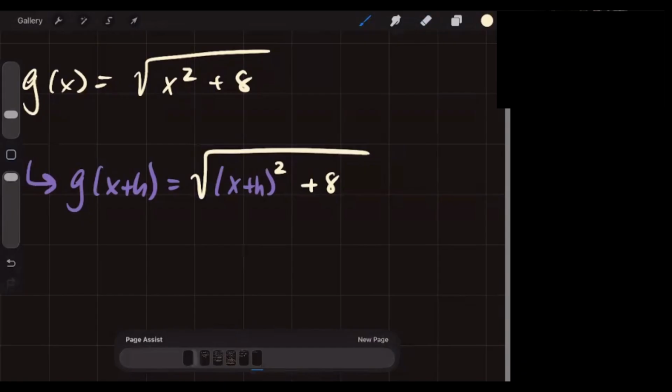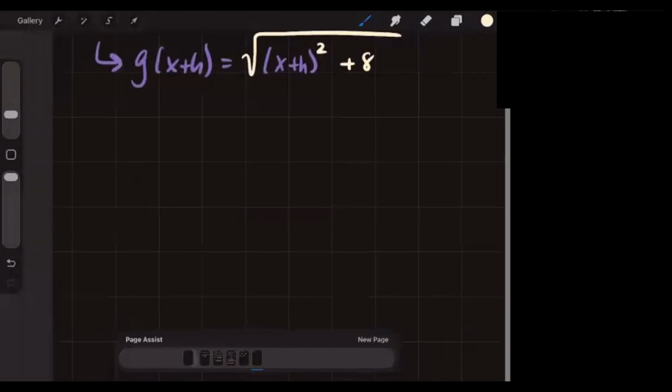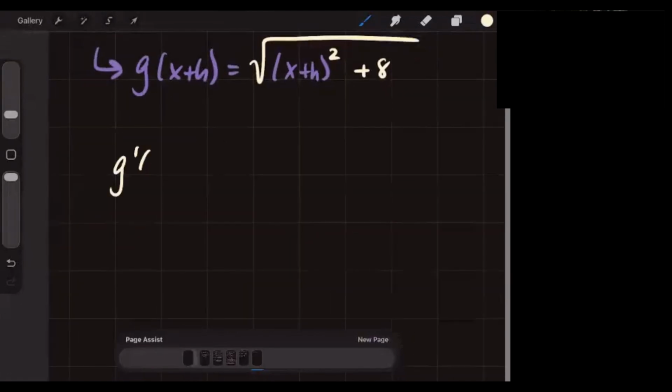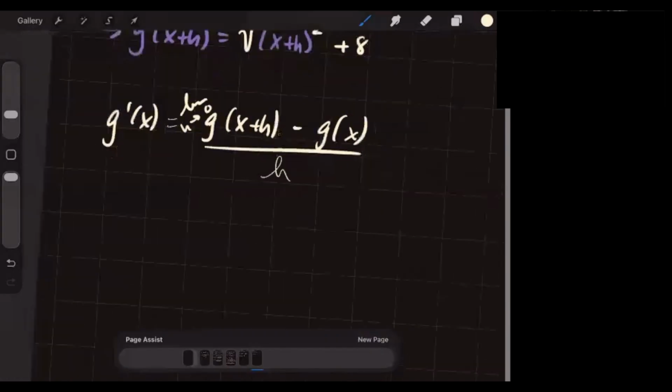Okay? And if you'd like, you're welcome to FOIL, but you do not have to. In fact, I am going to discourage it. Okay? And then you're going to say g prime, because we're using g for our function today. g prime of x is going to equal the limit as h approaches 0 of g(x plus h) minus g(x) all over h, right?